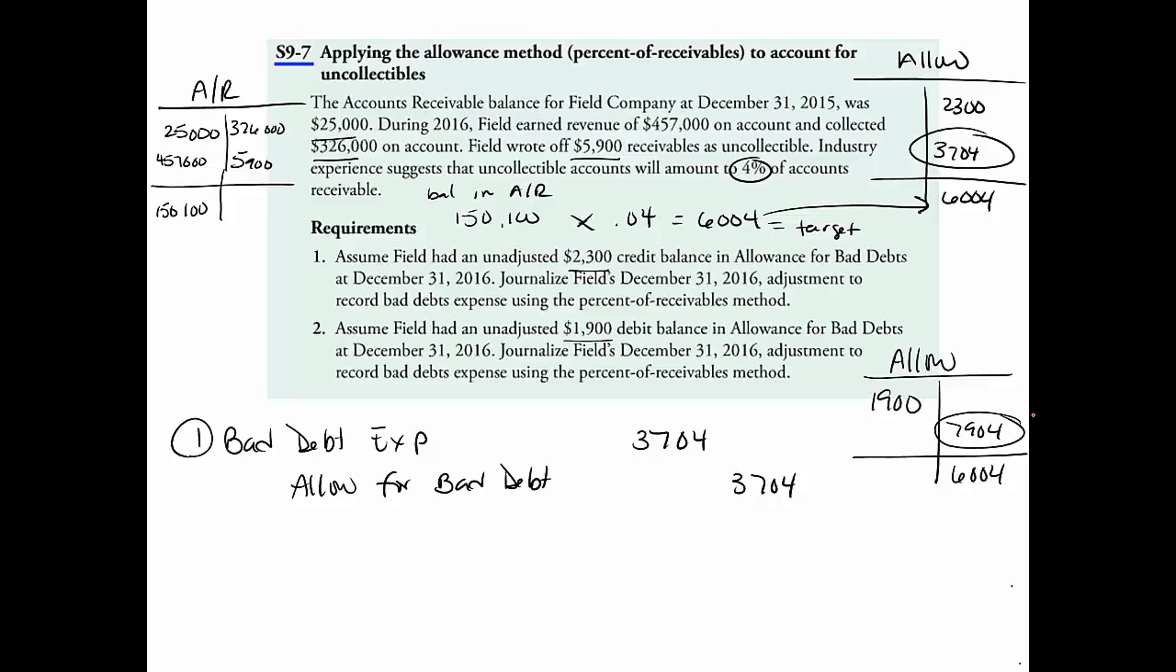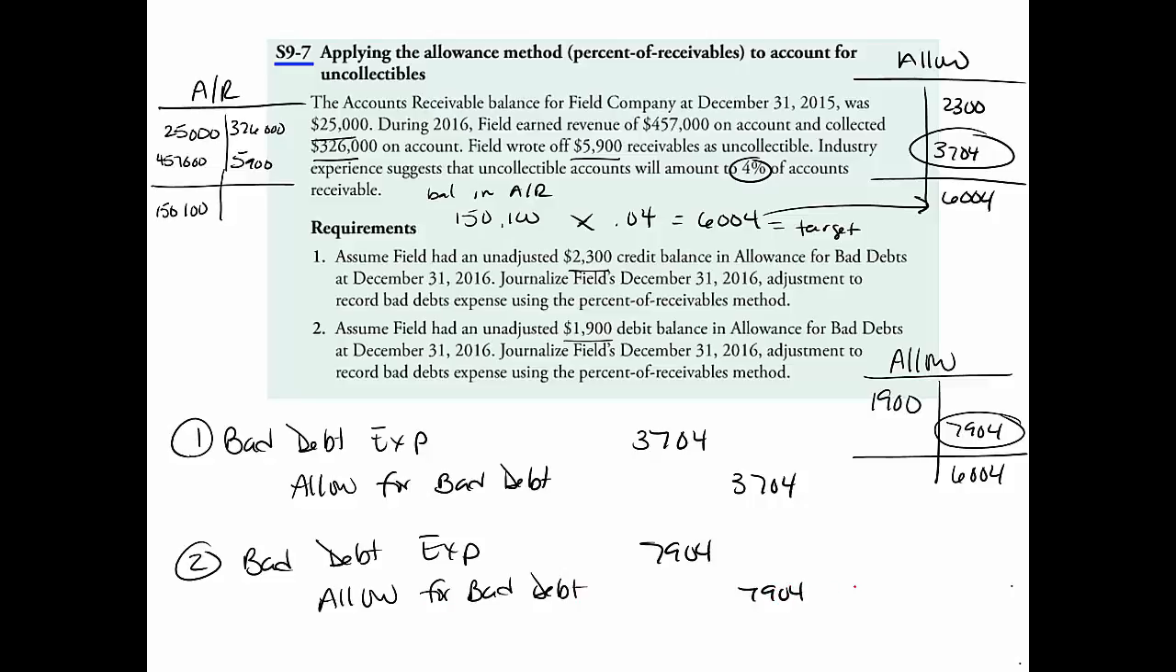The other way to look at it is, I was short last year. Last year I wrote off 1900 more than I was expecting to. So this year, my bad debt expense has to be the 6004 I'm expecting plus the 1900 I was short last year. You add those two together to get the amount of your adjustment. So I'm going to debit bad debt expense for 7904 and credit the allowance account $7904.